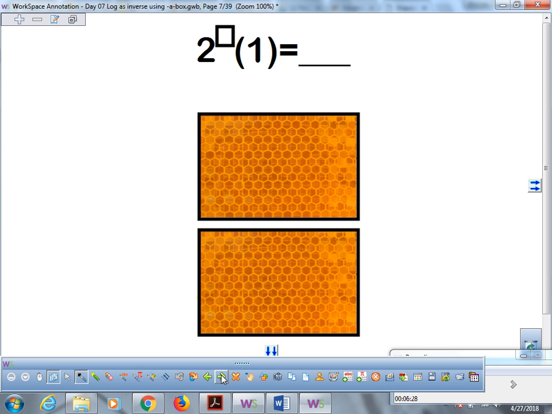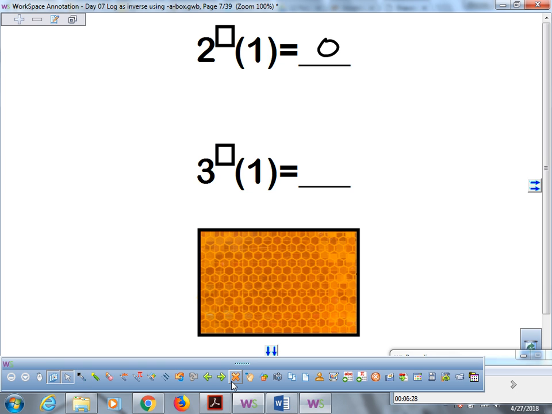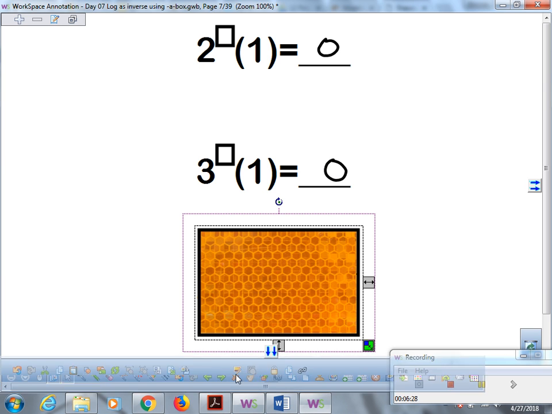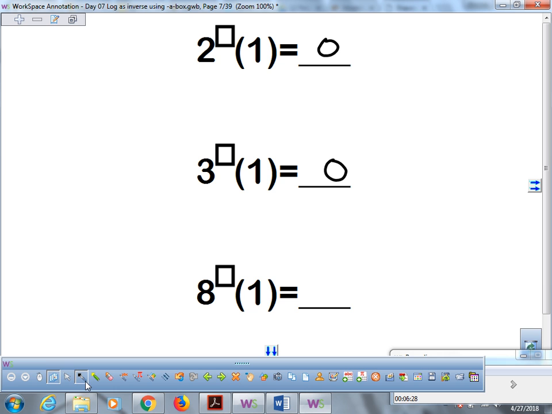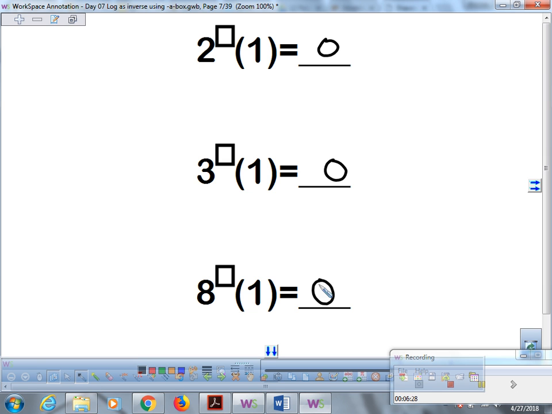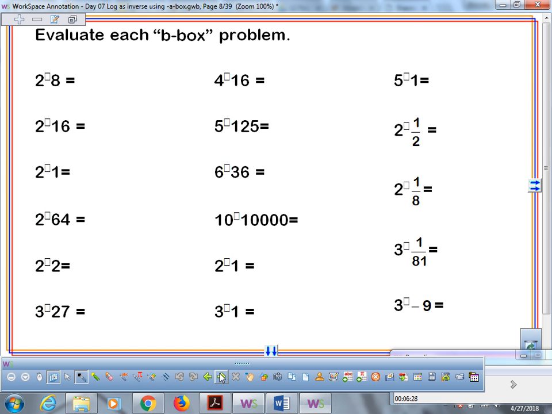What about this one? And what about this one? What about this one? Okay, so my point is, this is a special case, right? When you have the answer 1, you never know what the base could be, because the answer is always going to be 1. All right. So why don't you guys do those on your desk, and then I'll show you the answers. Give us like 2 minutes.